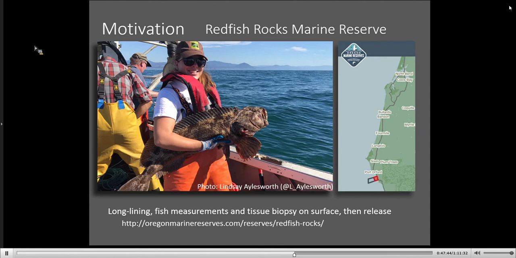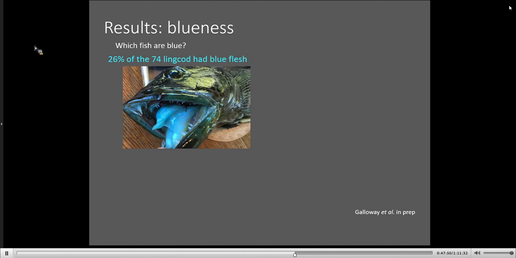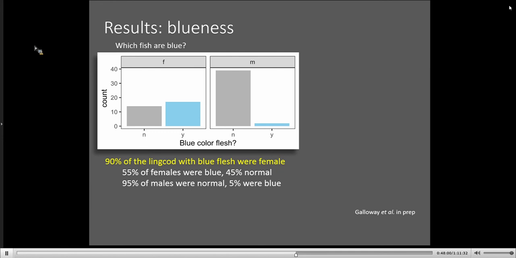So we had 74 fish from this, and we found that 26% of them were blue, first of all. But the really interesting part, and I've never seen this written about in the literature, is that the fish that are blue, the story is strongly dominated by the gender of the fish. So 90% of the lingcod with blue flesh are also female. And so that's really interesting. A number like 90% to an ecologist just makes you go, like, okay, there's something important about that. So if it is about trophic ecology, it's got to be also about the trophic ecology that's relative to the fact that they're female and the things that females do.